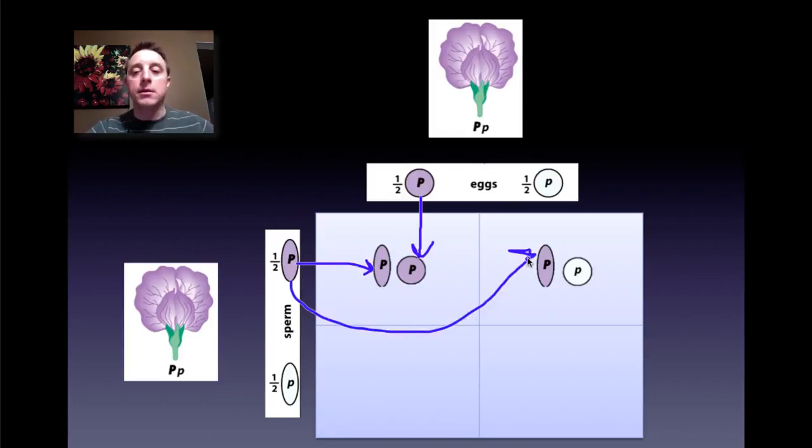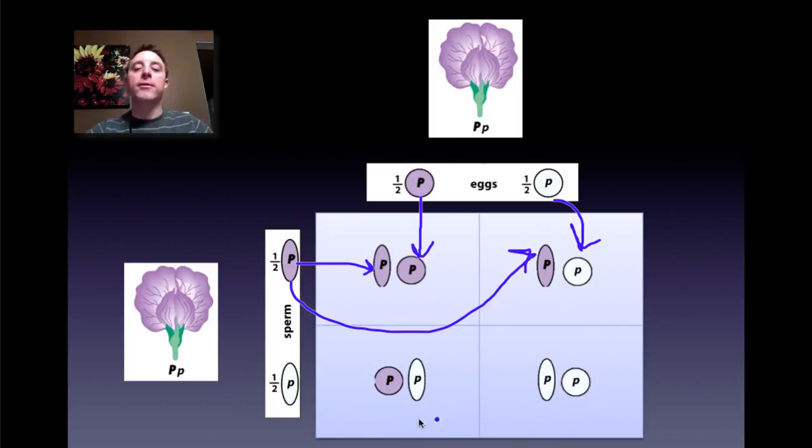Let's see. That is from there. And the lowercase p is from here. And we just do this for all four boxes. I'm not going to draw the arrows all over because it'll just get to be a mess. But egg comes down, sperm comes over, and then in the last box, same thing.